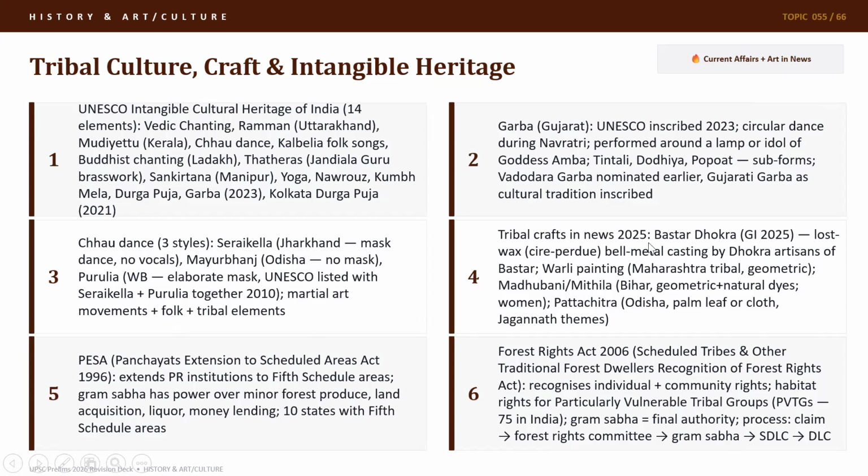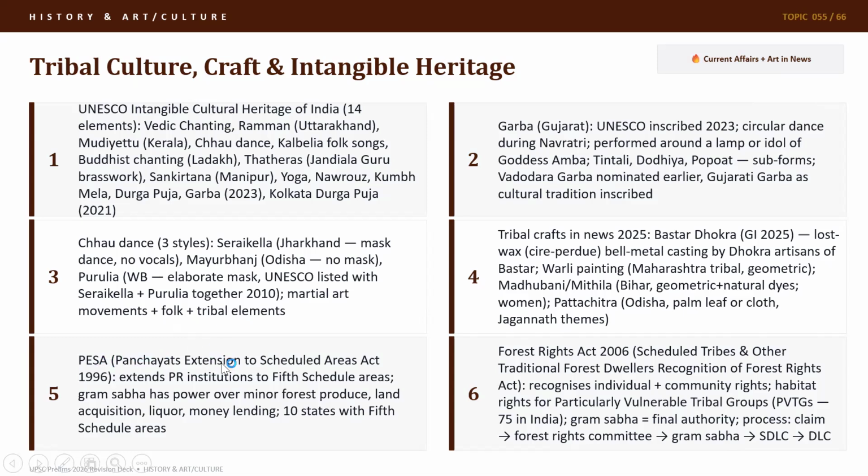Tribal crafts in news in 2025, we have Bastar Dhokra art, which we saw, bell metal casting, which was given a GI tag in 2025. It is a lost wax technique of bell metal casting by Dhokra artisans of Bastar. Warli painting of Maharashtra, tribal and geometric paintings. Madhubani and Mithila paintings of Bihar, geometric, and natural dyes are used in it. Pattachitra of Odisha on palm leaf or cloth, and Lord Jagannath themes are used here.